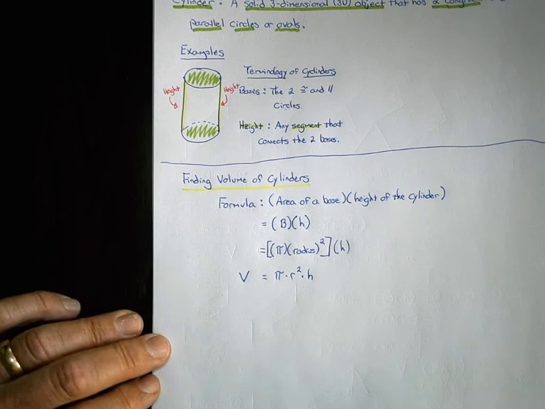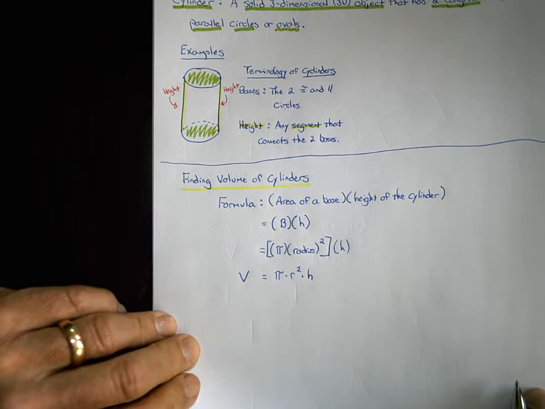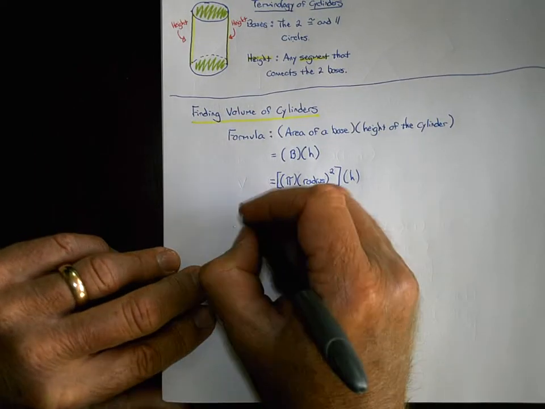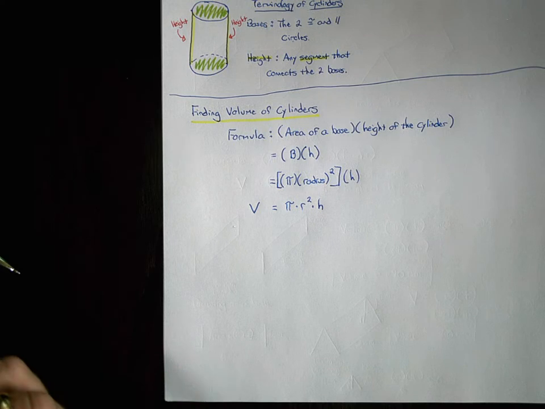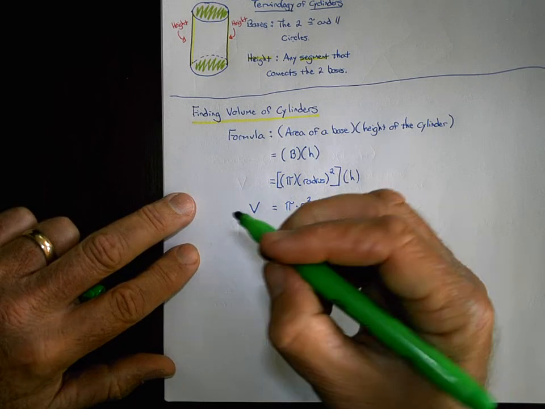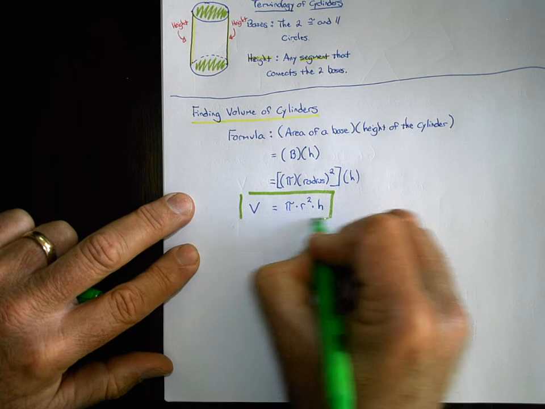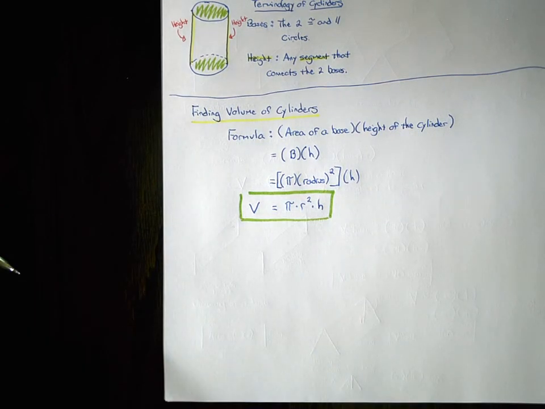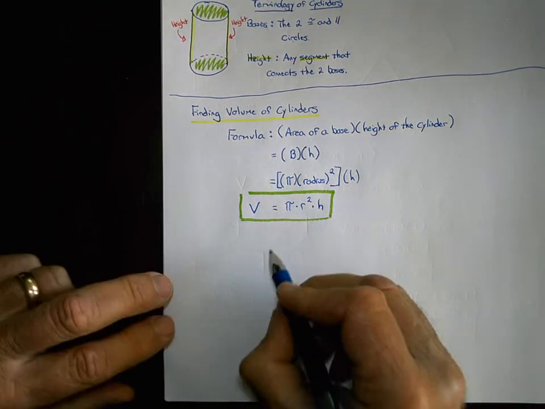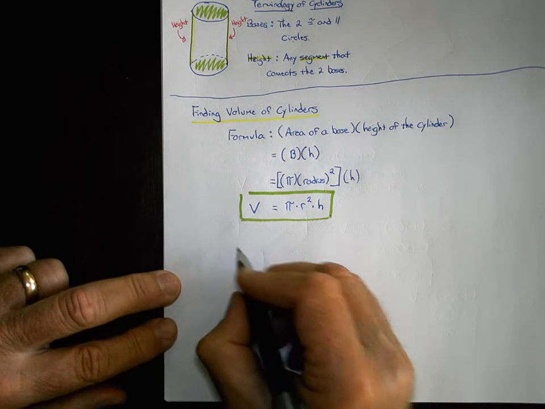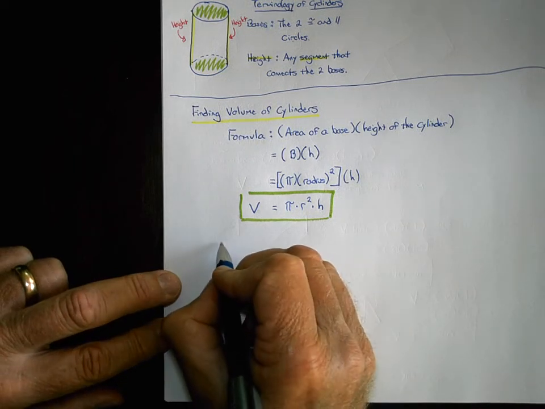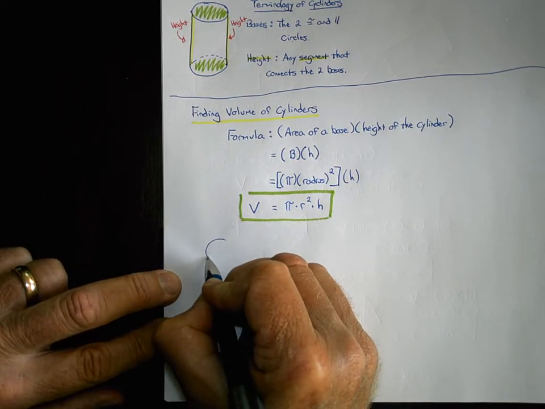So if you're one of those people who like to commit formulas to memory, I would strongly suggest that the pi times r squared times h formula is the formula that you commit to memory, that you use to find volume of a cylinder. Okay, so let's do a couple examples of finding volume of cylinders. Let's do two examples here.